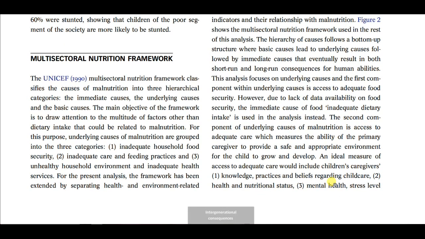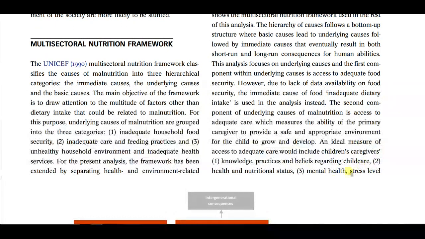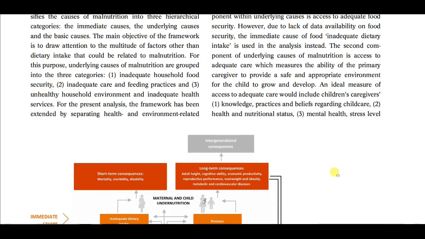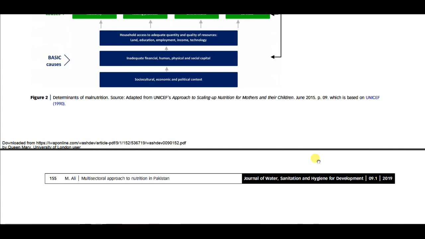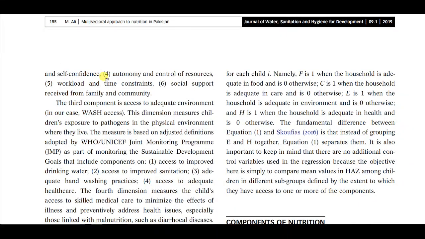The second dimension is a measure of adequate care. It includes knowledge practices. This is the definition of it. I'm not saying that we included all of this. This is the ideal definition: knowledge, practices, beliefs regarding childcare, health and nutritional status, mental health, stress level of the caregiver, self-confidence, autonomy, control of resources, workload and time constraints, social support received from family and community. So this is ideal for care.